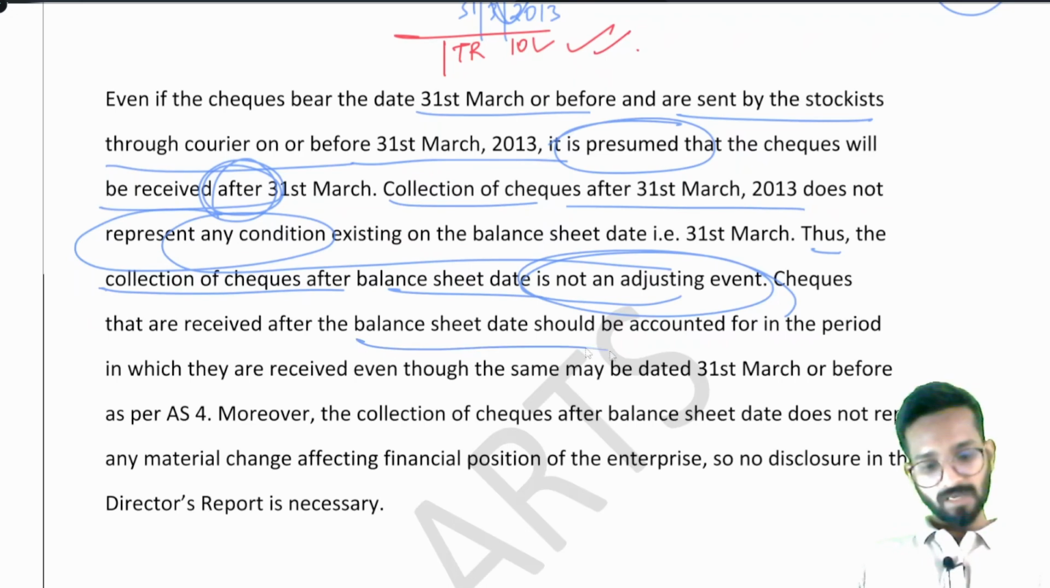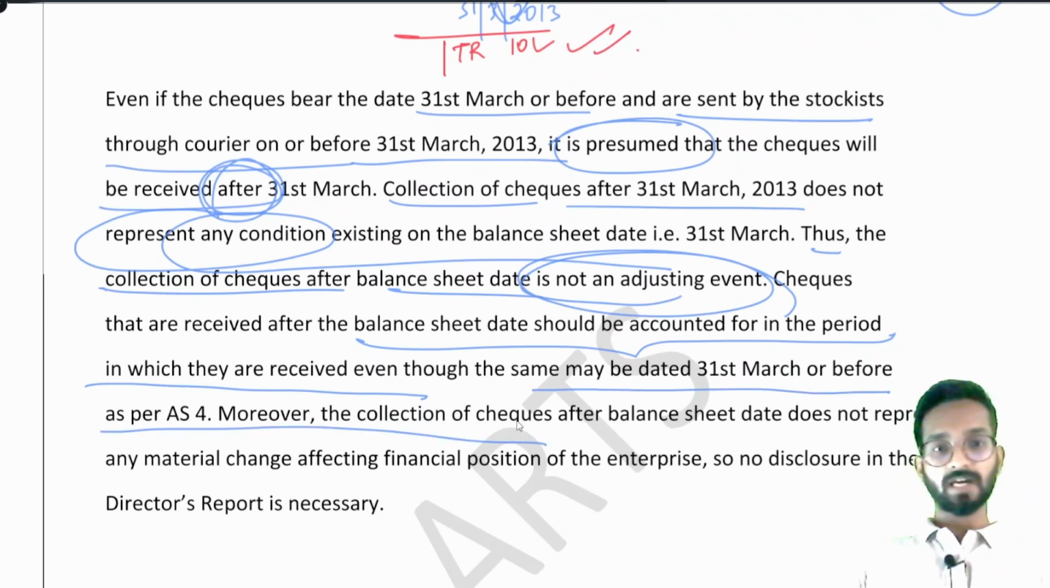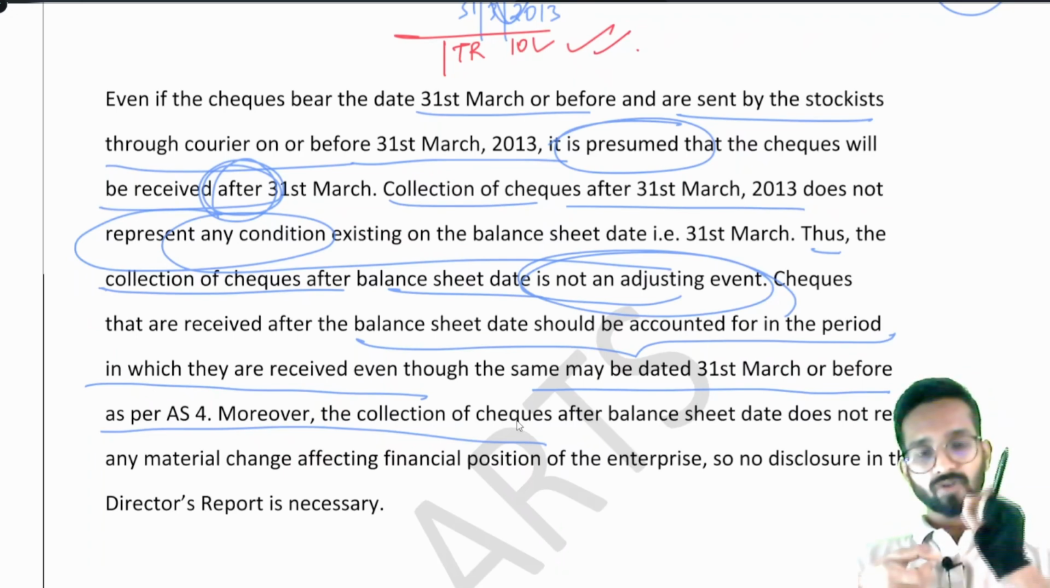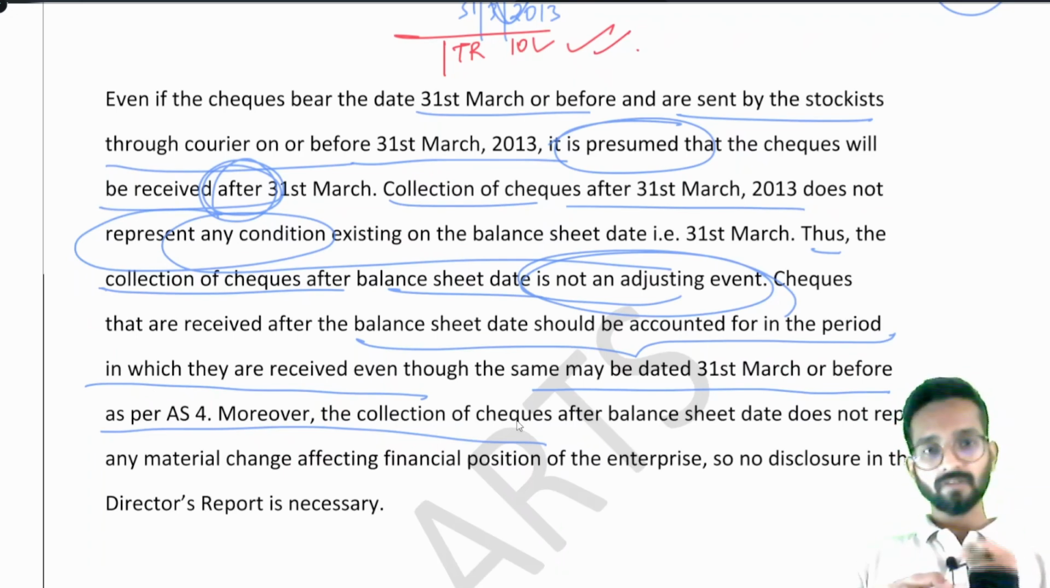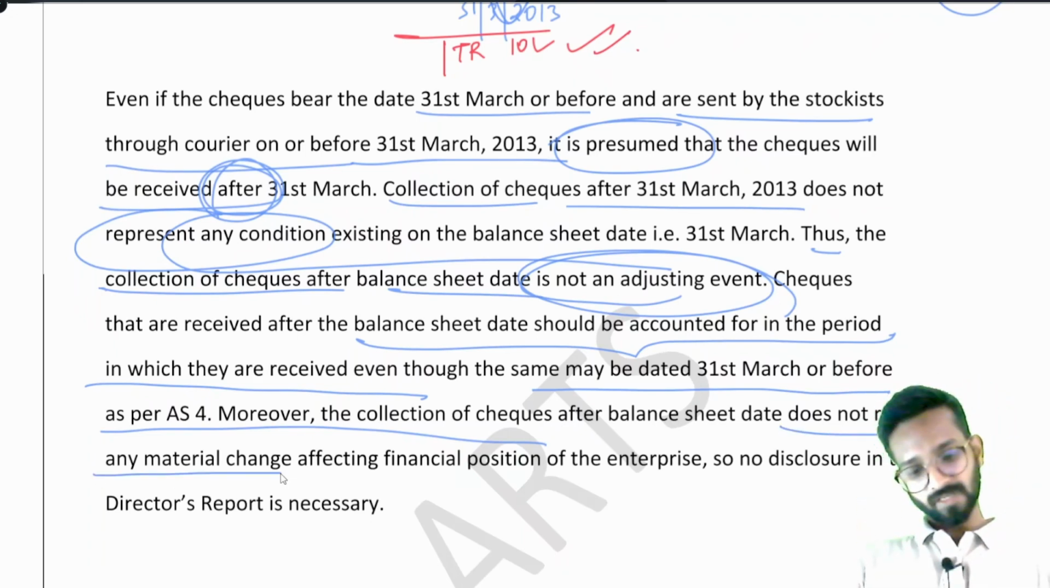Checks that are received after the balance sheet date should be accounted for in the period in which they are received, even though the same may be dated 31st March or before. If I have received the check after 31st March, it is a non-adjusting event. My focus is before 31st March, was there any condition? Was there any situation? Was there any kind of contingency? In this case, there was no contingency. I had no checks. So it is a non-adjusting event for me. Simple. It does not represent any material change affecting financial position. So no disclosure in the director's report. This is your capsule number 4.